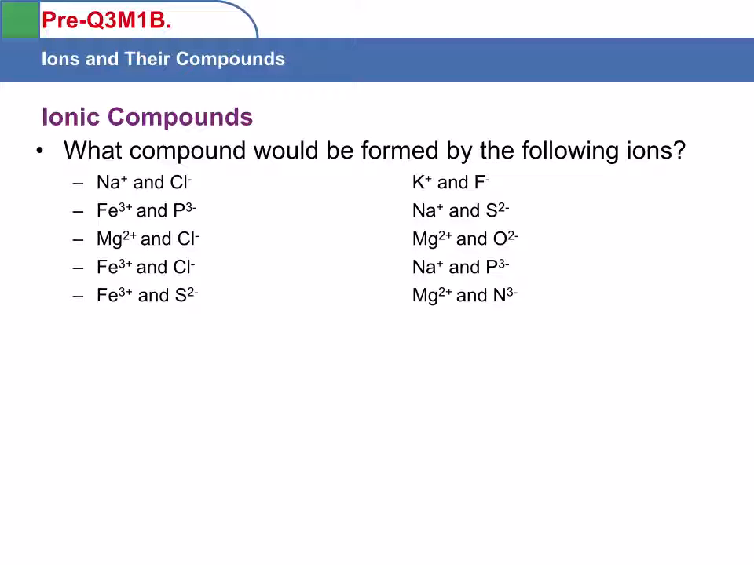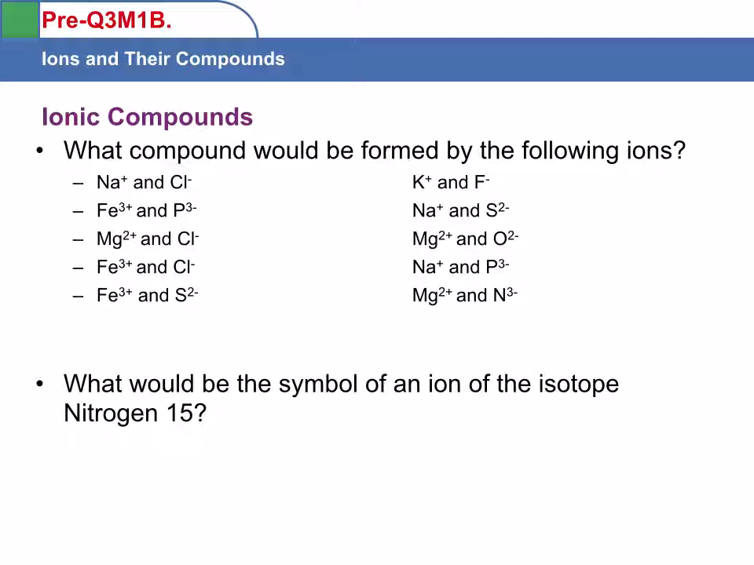All right, now next question. What would be the symbol of an ion of the isotope nitrogen 15? So if this ion in general has the isotope of nitrogen 15, nitrogen normally has 7 electrons. So what would nitrogen 15 be like? So I want you to think on that brainstorm question, and your answer to that question will get you to be able to move on to the bronze level.